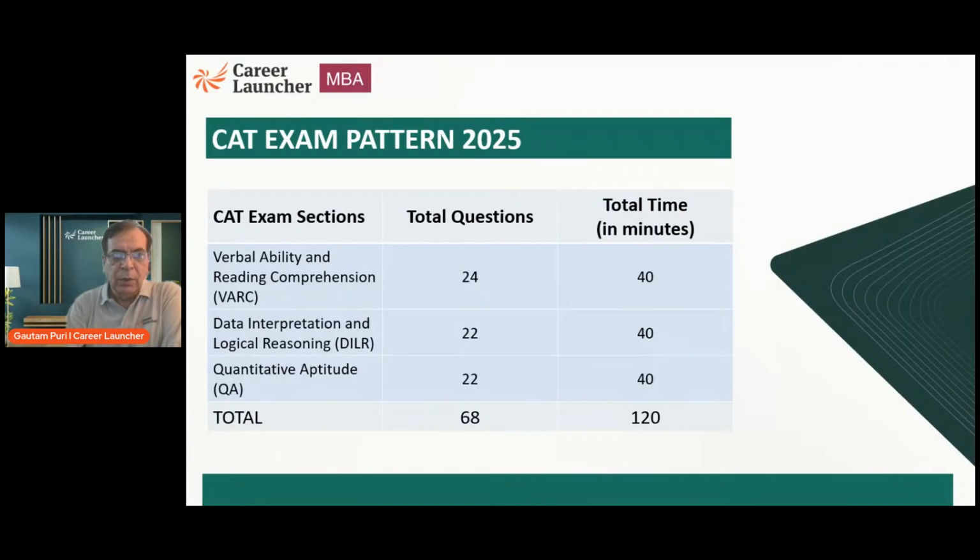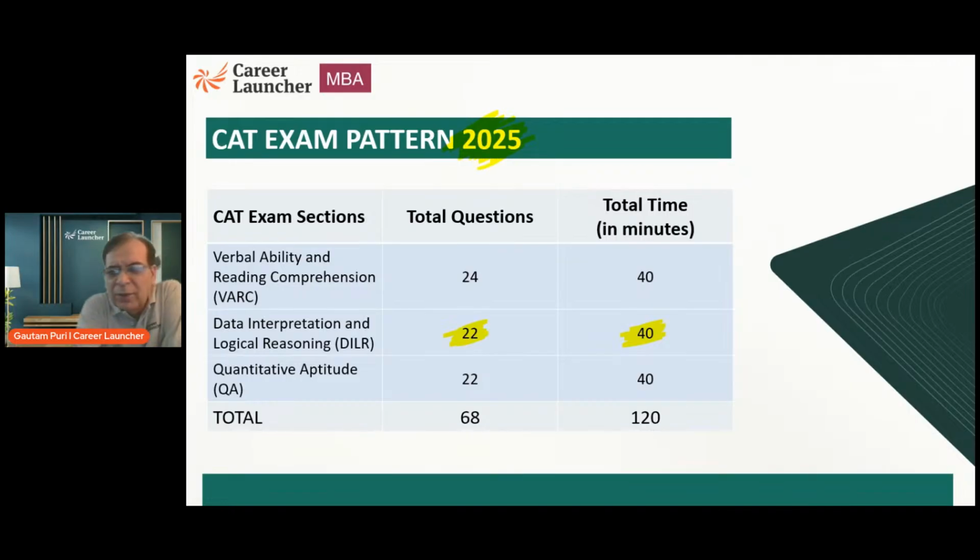Let's come to the session. What we are covering in this series is the second section, the DILR section, which is a 40-minute section. All three sections are 40-minute sections. The second section is data interpretation and logical reasoning. Last year this had 22 questions, but the earlier exams had 20 odd questions, so there was a variation. We expect the pattern for CAT 25 to remain the same. We don't expect any change in the pattern.